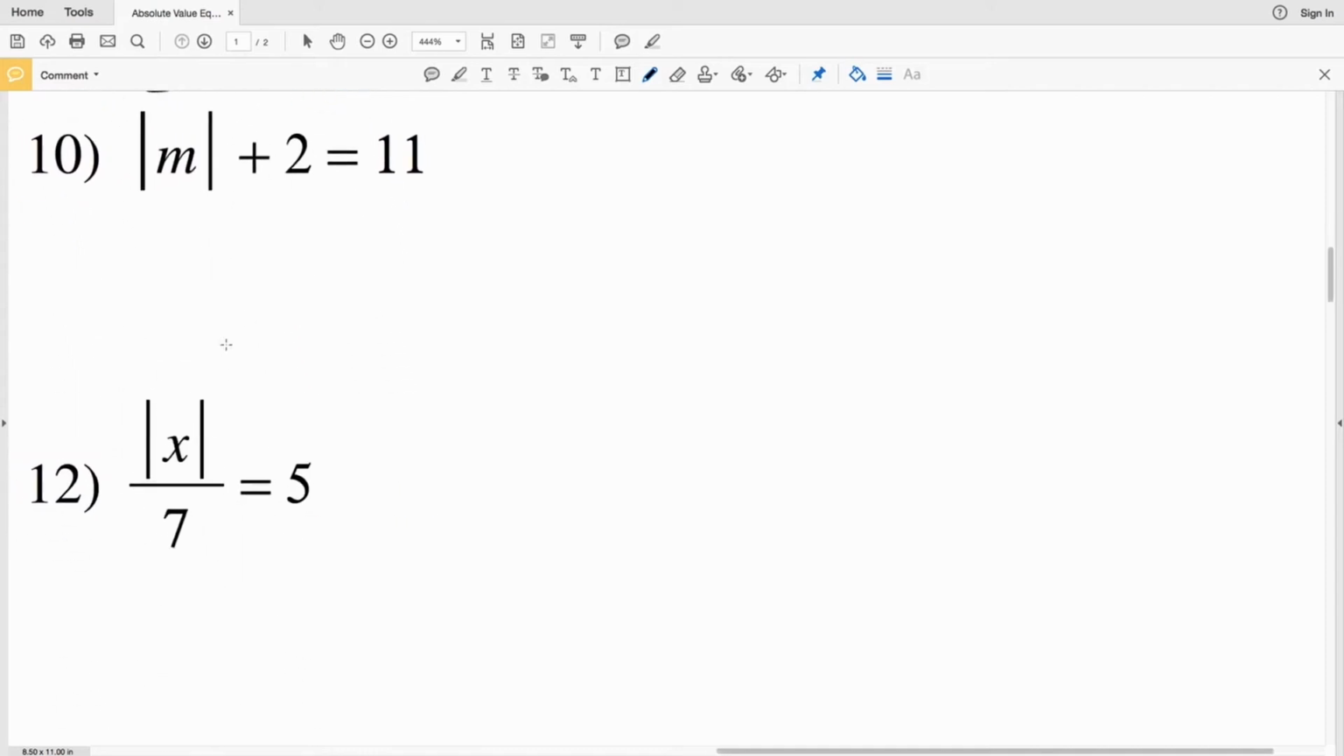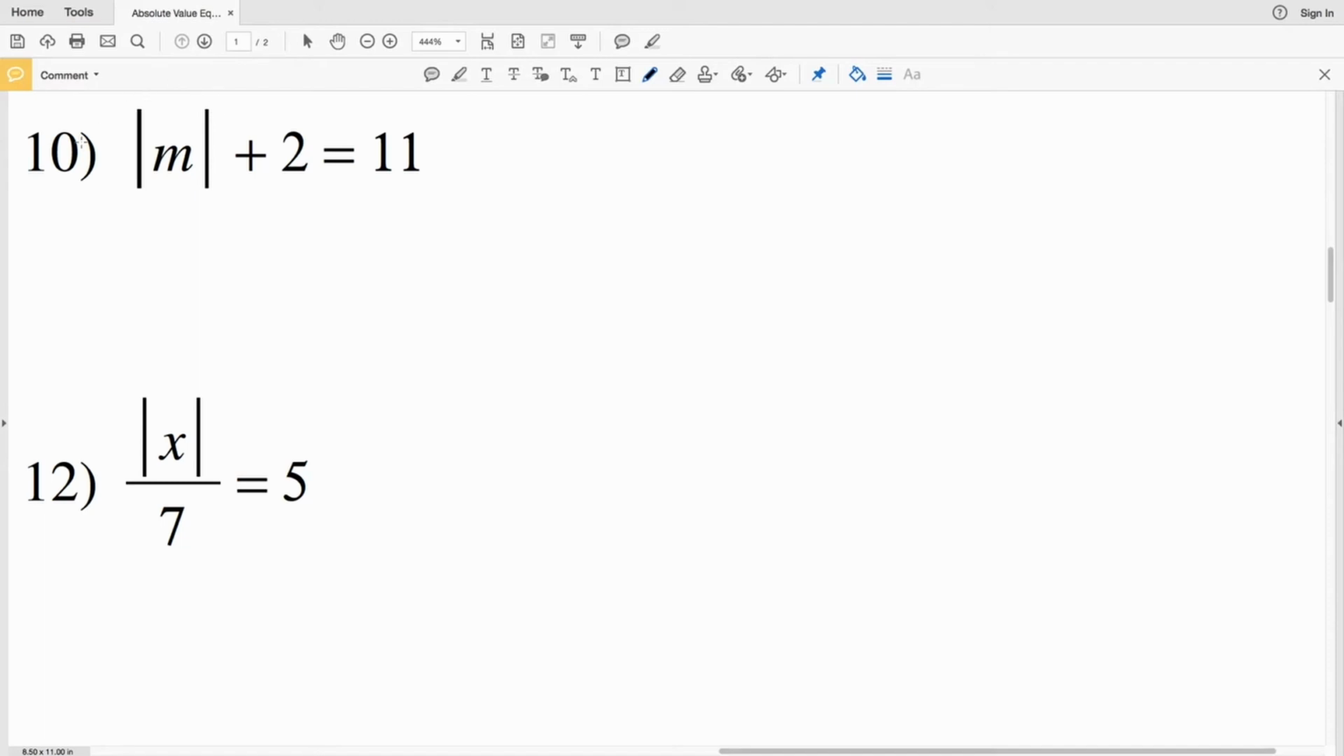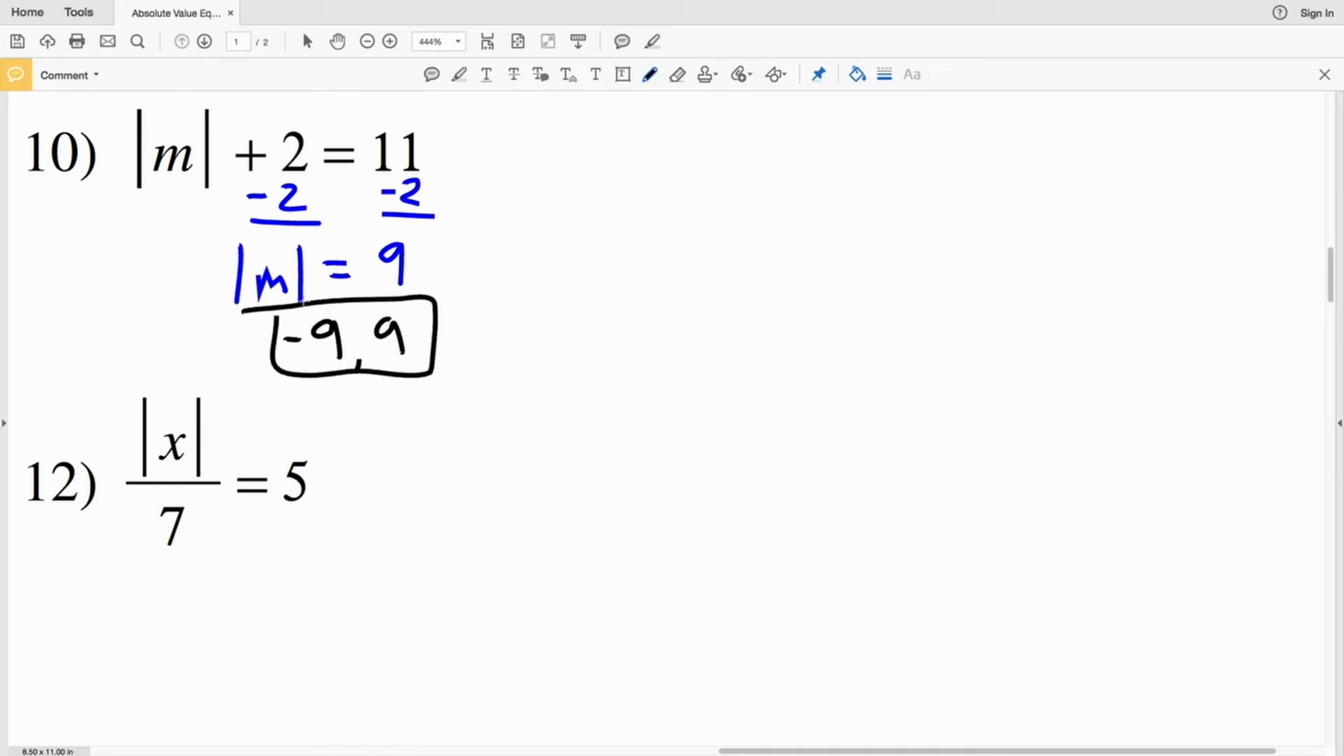Moving on to number 10, again, we need to isolate that absolute value of m. So we need to get that by itself, and in order to do that, we're going to start by subtracting a 2 from both sides. That'll leave us with the absolute value of m equaling a positive 9. Since the absolute value of m equals 9, that means that this m is either equal to a negative 9 or it equals a positive 9.